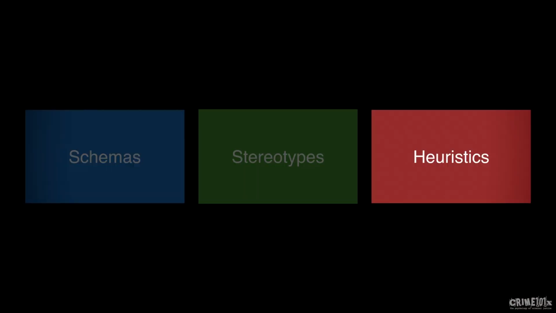So as we said, they have to decide the facts of the case based on the evidence presented at trial. And to do that, they bring their life experience and common sense. In psychology, there's a lot of research looking at how people use their life experience and common sense to make decisions. We generally call these things schemas, stereotypes, and heuristics.